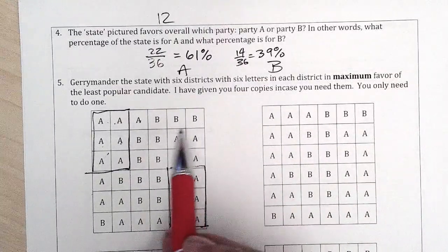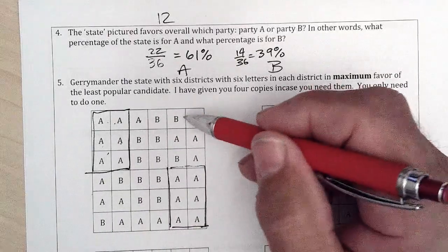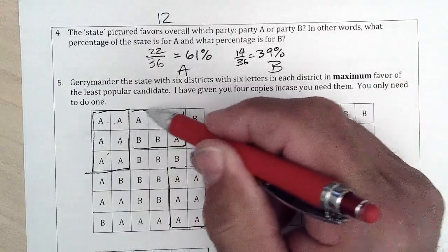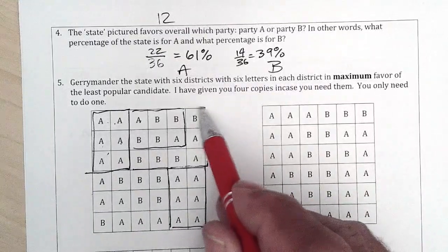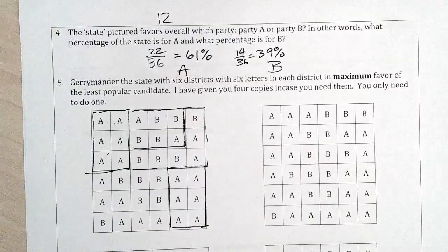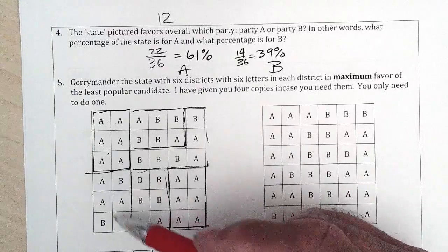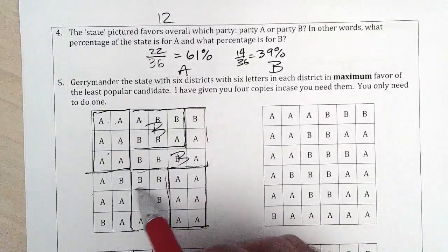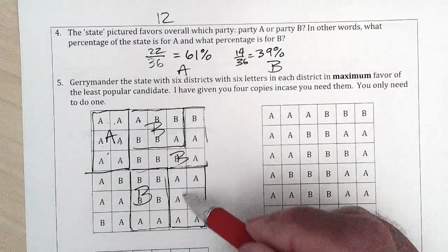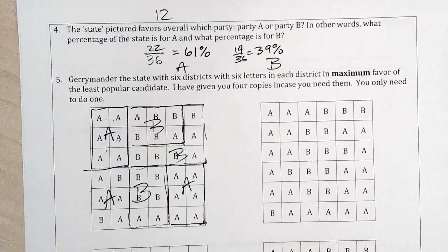Let's see. In 6, I'm going to have 4 and 2. So 4 B's and 2 A's, 2 A's and 4 B's, 2 A's and 4 B's, 4 B's and 2 A's, 4 A's and 2 B's. So I could get B and B and B and an A and an A and an A. Looks like it'll be a split, 50-50 split. Okay.